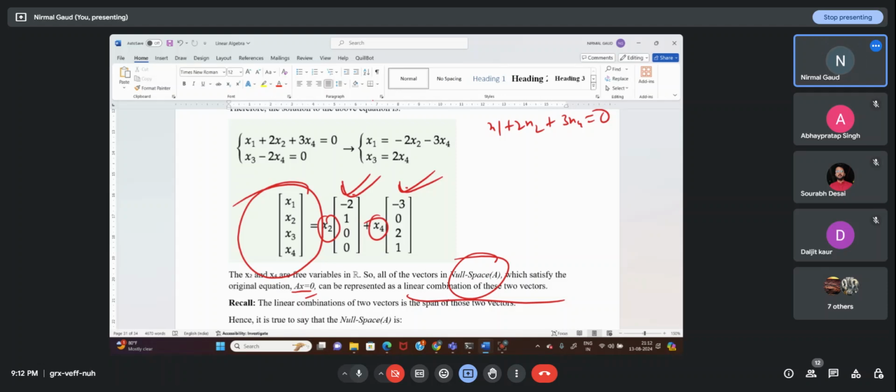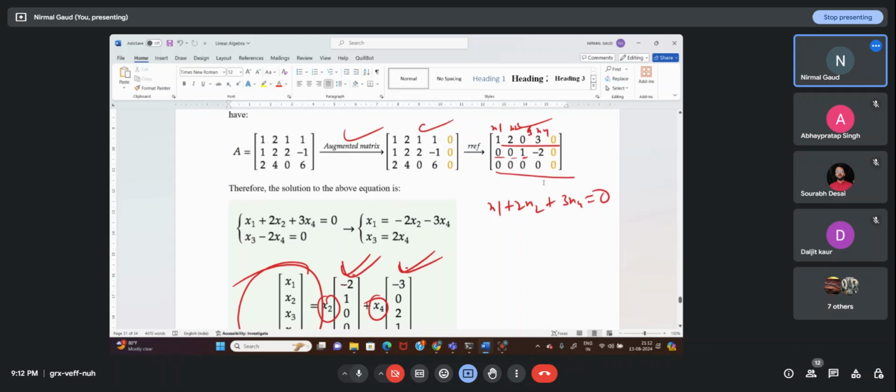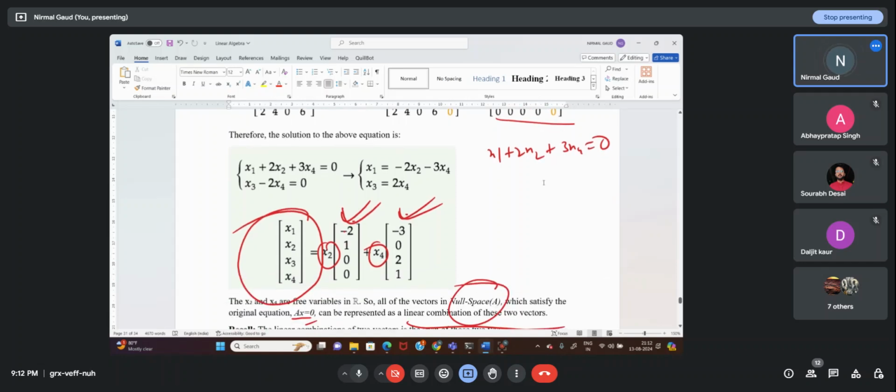Can't you achieve this thing? See what you got: minus 2, 1, 0, 0. From where did you get this? Minus 2 1 0 0 and minus 3 0 2 1. See, this is x2 and this is x4. So in x2 I am having minus 2.